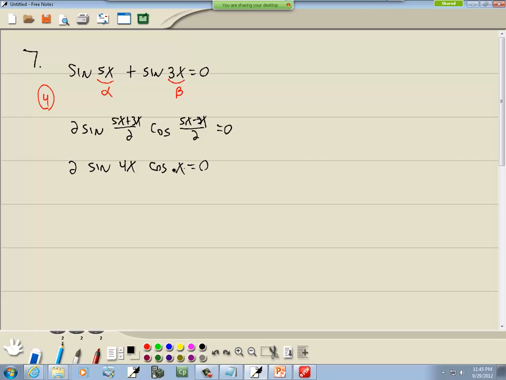Now, we got 0 on one side, we factored the other side, so we'll set each factor equal to 0. I won't set the 2 equal to 0, but I'll set sine 4x equal to 0, and cosine x equals 0. Now, for cosine, x is our x part, which gives pi over 2 and 3 pi over 2. For sine, I'm going to do this kind of our old style.